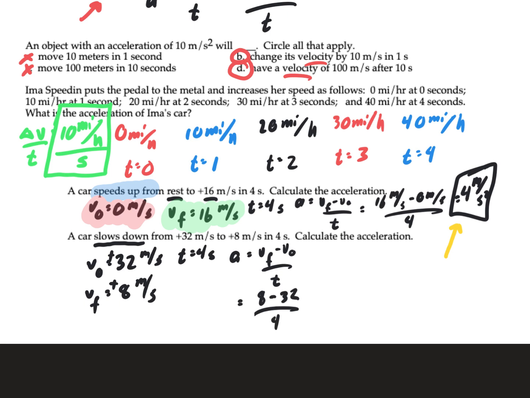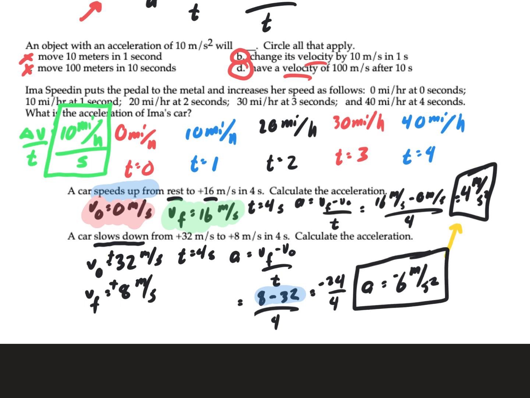So take a look at this chunk right here. That's obviously going to give me a negative number. So this gives me a negative 24 over 4, which gives me an acceleration value of negative 6 meters per second squared. This negative value indicates the car was slowing down. So that's a way you can check how you're doing your math and make sure all that works together.